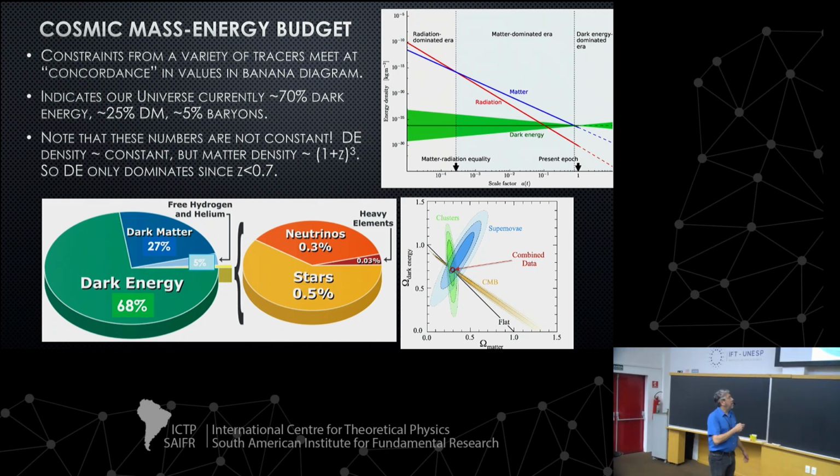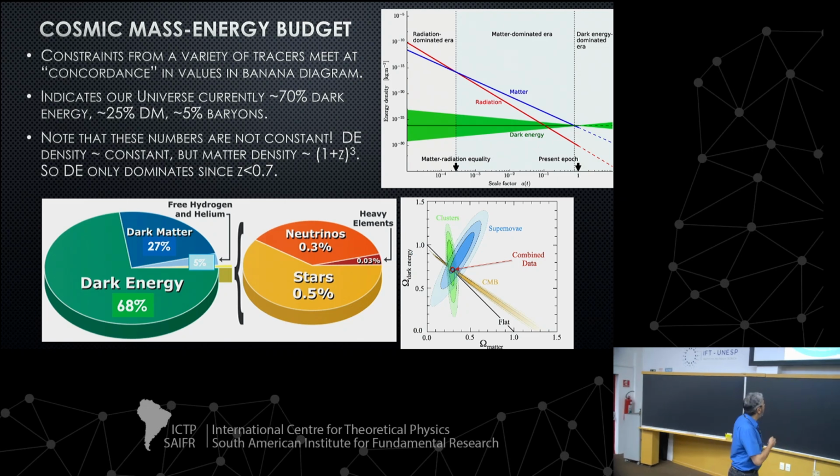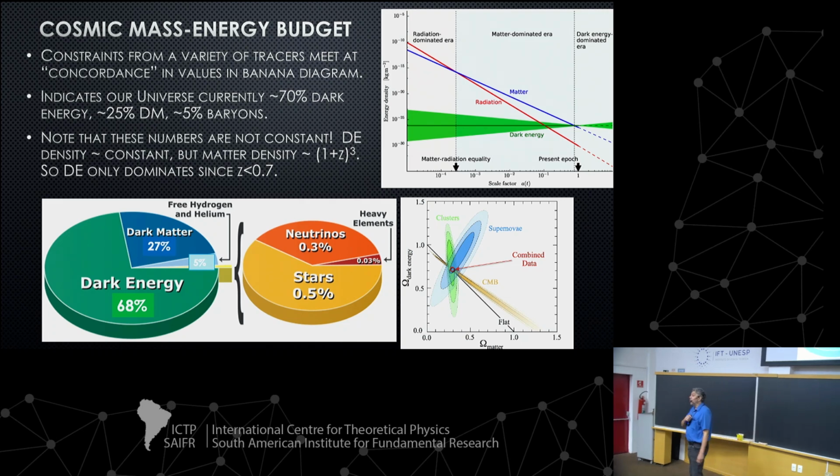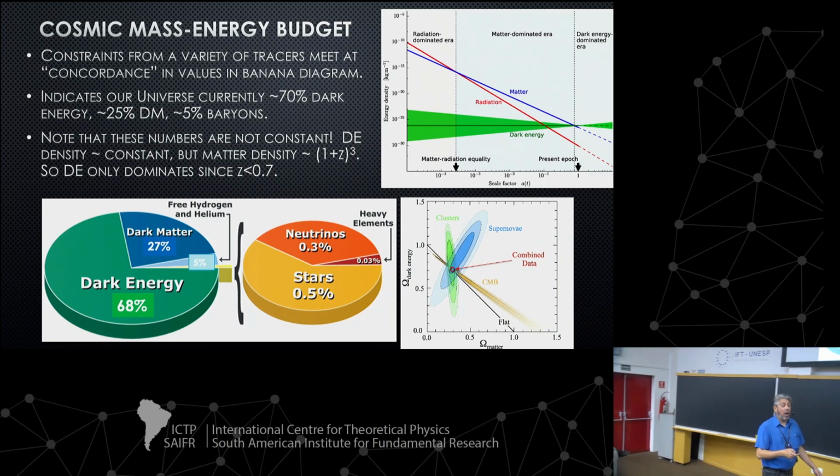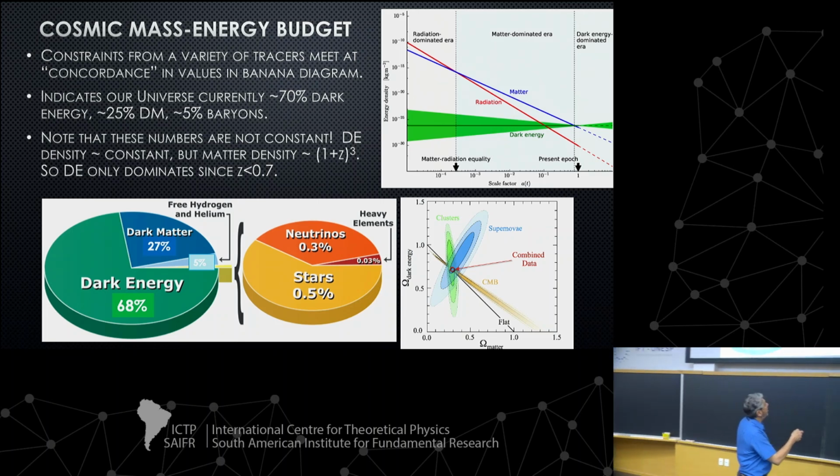And so the best, roughly the best fitting model is something like 70% dark energy, 25% dark matter, and 5% baryons, right? So this is about 5 to 1. Note that these numbers are redshift 0, right? Because these are densities, and the densities evolve differently. So the best fitting model for dark energy these days is a cosmological constant.